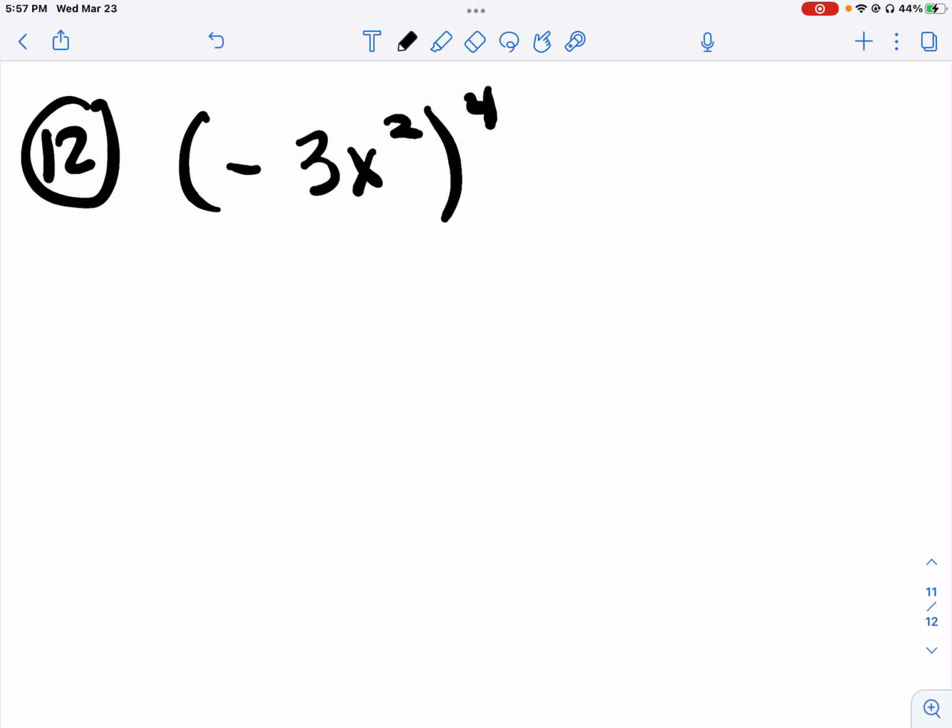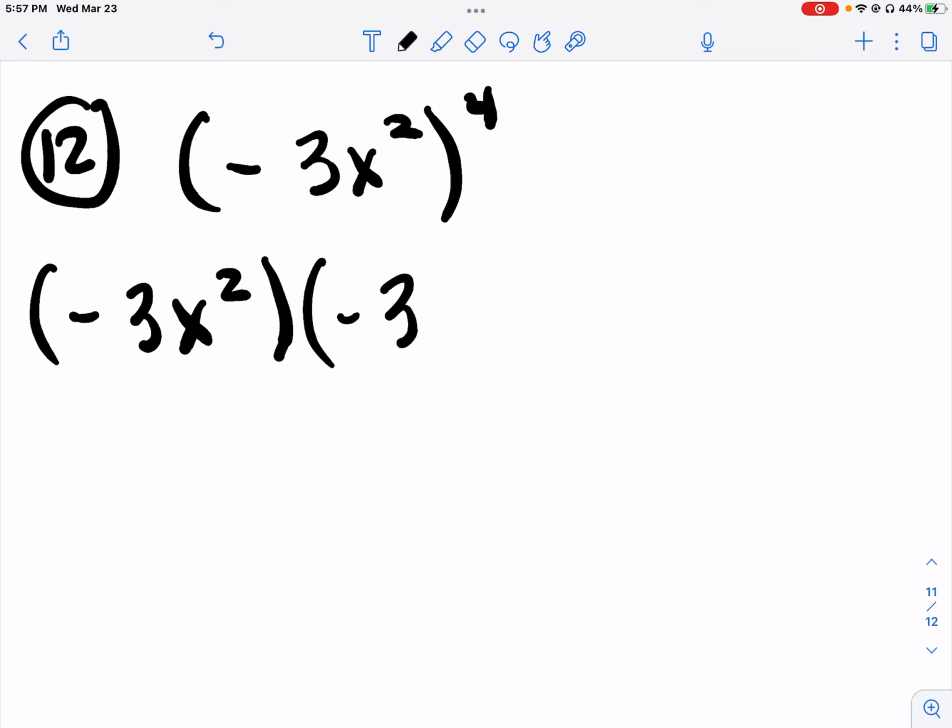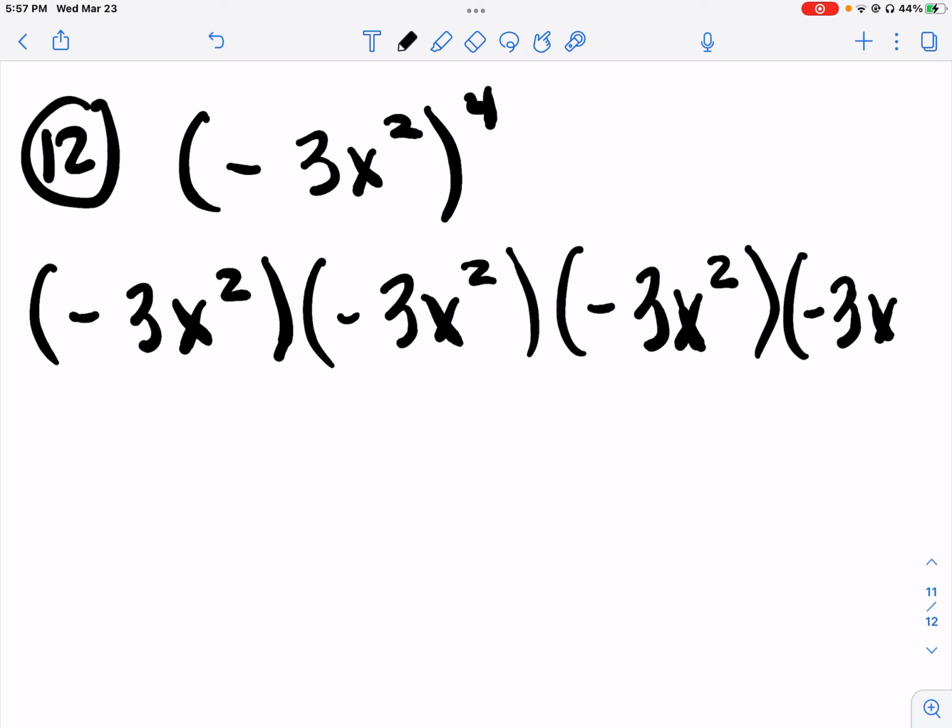Okay? The 4 is around the whole thing. So that means I'm going to write the whole thing 4 times. Okay? The square, the 2 is on just the x.